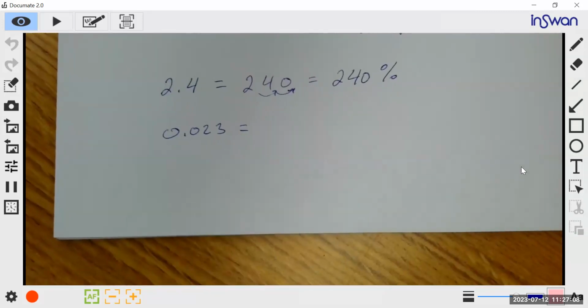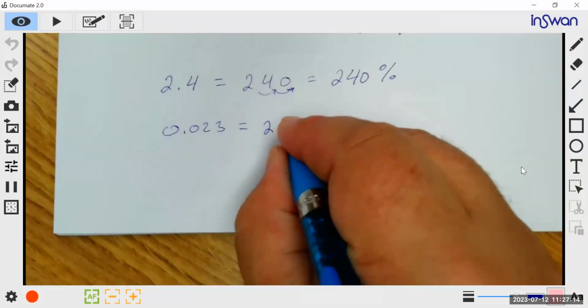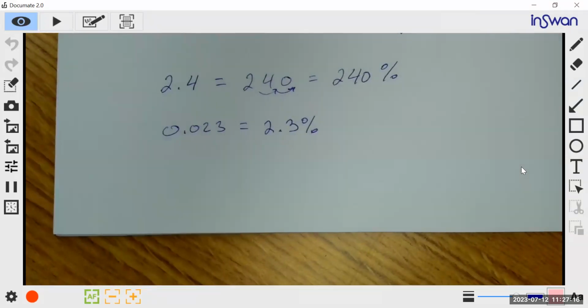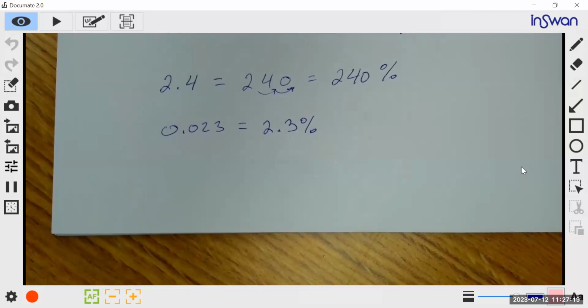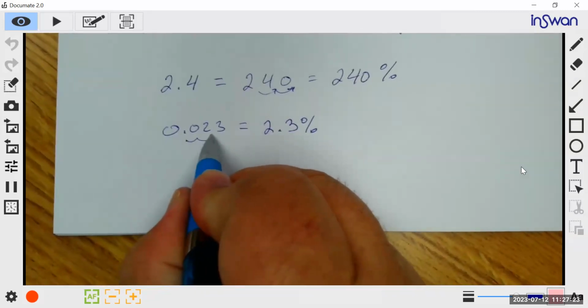What is that in percent? 2.3%. Because I'm going from decimal to percent, so I move it 2 to the right.